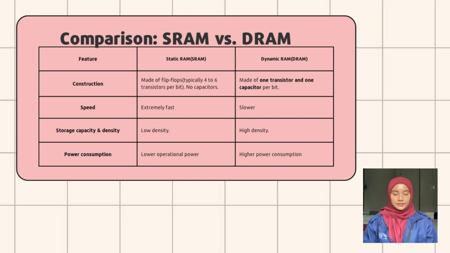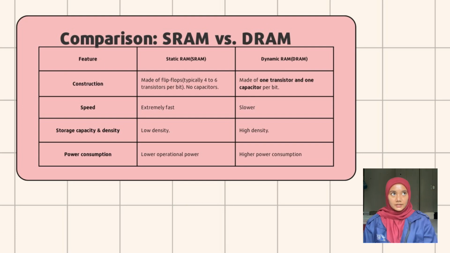Next is criteria number 3, which is storage capacity and density. Static RAM has a very low storage density because each memory cell requires multiple transistors and it takes up a lot of physical space. So this makes a large storage capacity impractical.